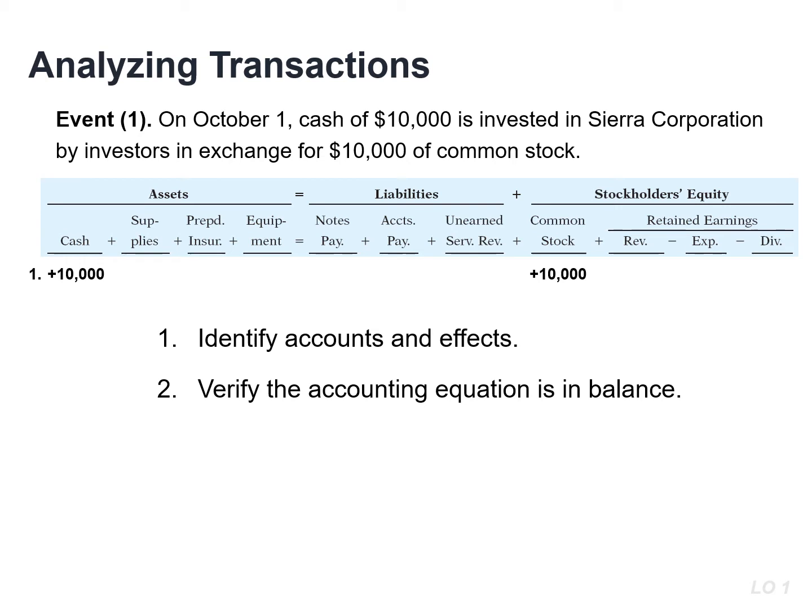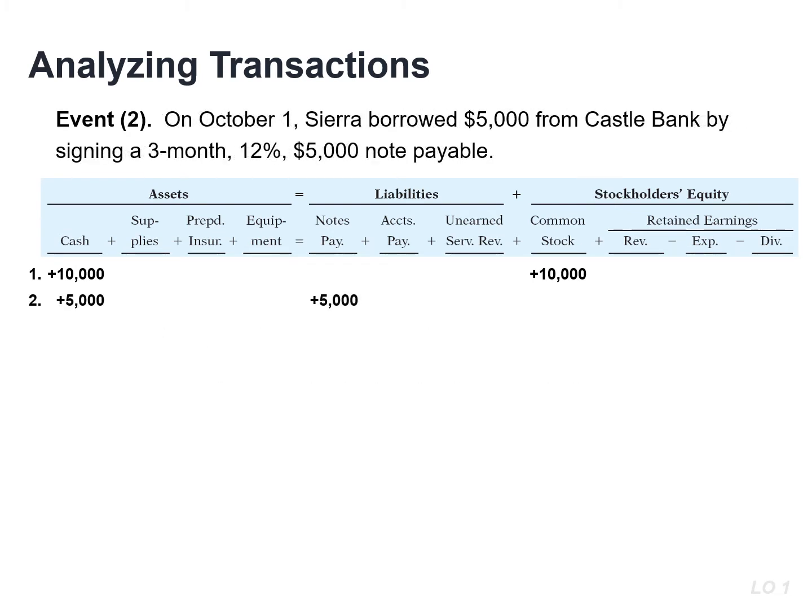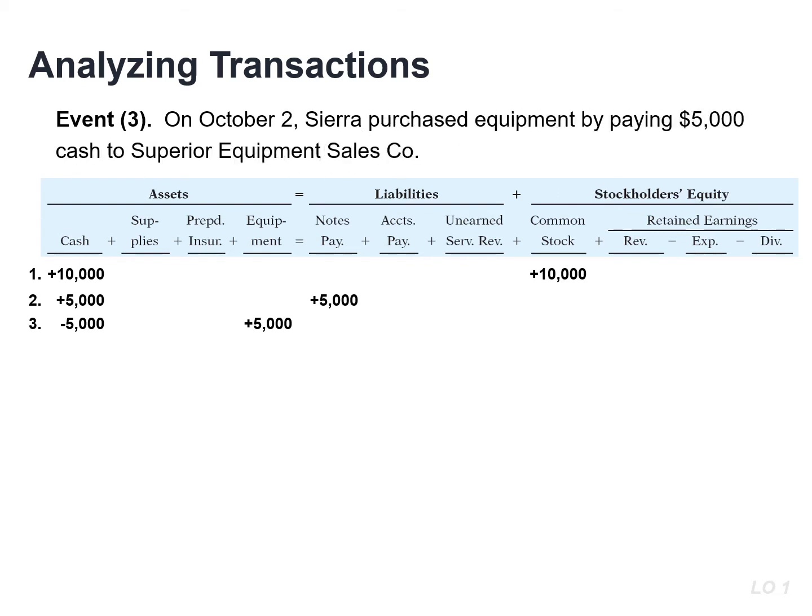Our assets of $10,000 equal our liabilities plus stockholders' equity, which is also $10,000. So the equation is in balance. This transaction results in an increase in both assets and liabilities of $5,000. The cumulative effect of the first two transactions is that assets now total $15,000 and liabilities plus stockholders' equity also total $15,000. This transaction results in an increase and decrease in Sierra's assets.